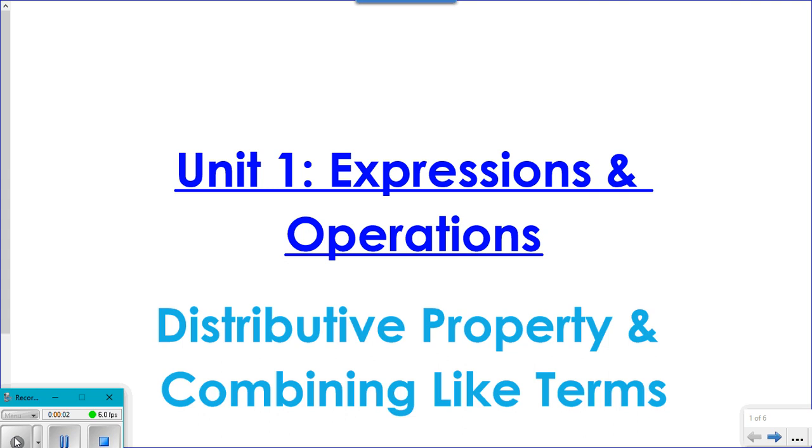Alright, today we're looking at our last topic in expressions and operations, and this is the distributive property and combining like terms. And again, this is going to be something that we use all year long, so we're going to make sure we know what we're doing.